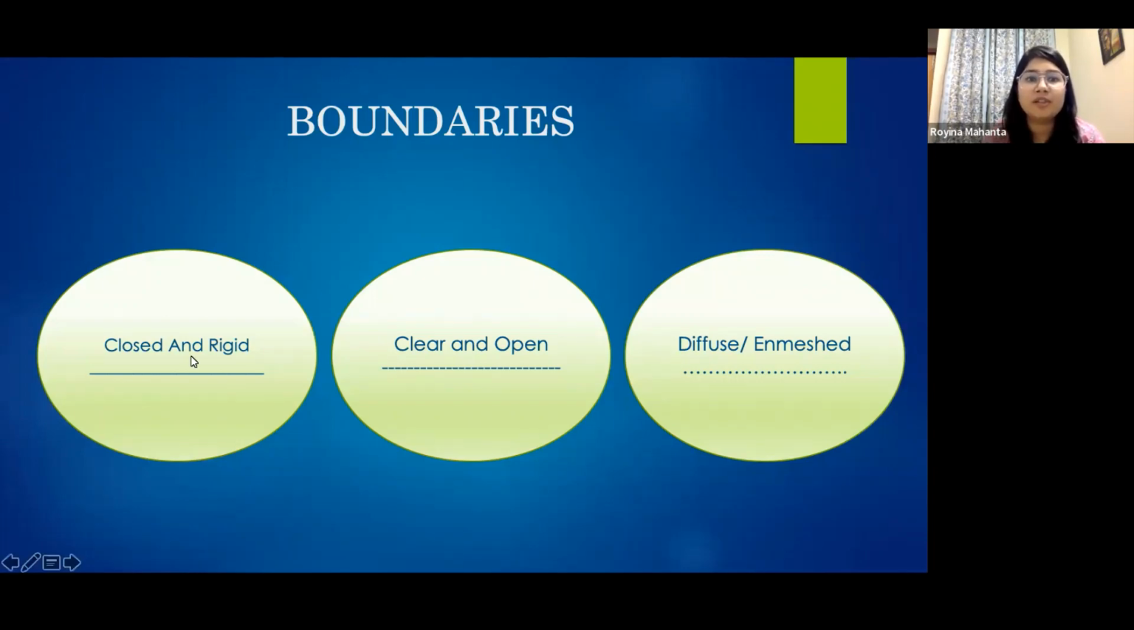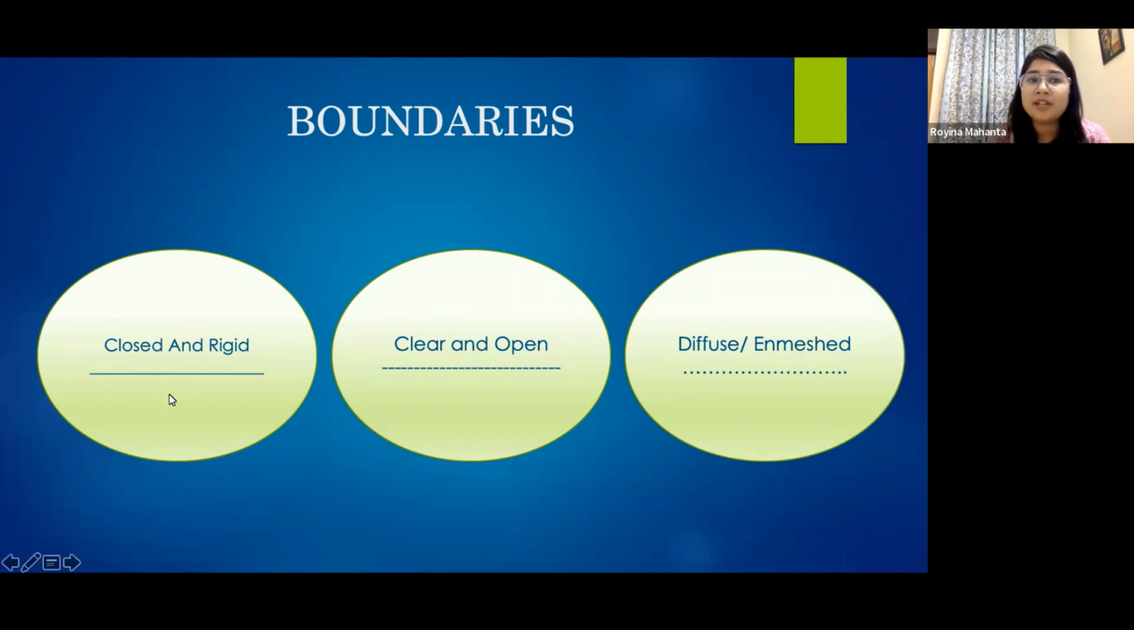So a closed and rigid boundary would mean, if there is an external boundary which is closed and rigid, it would mean that the family has very little or no interaction with the rest of the society or extended family and friends.